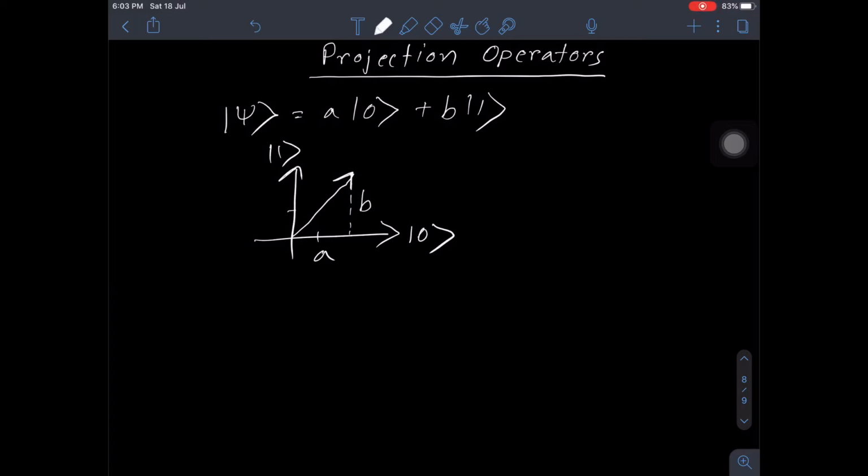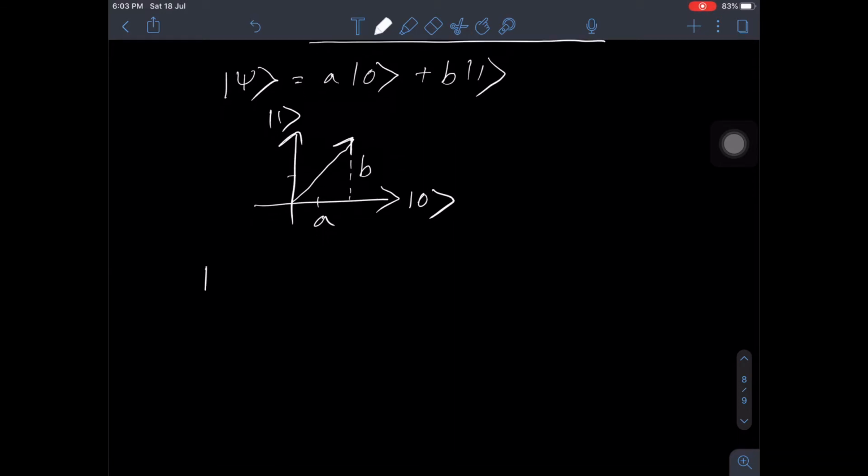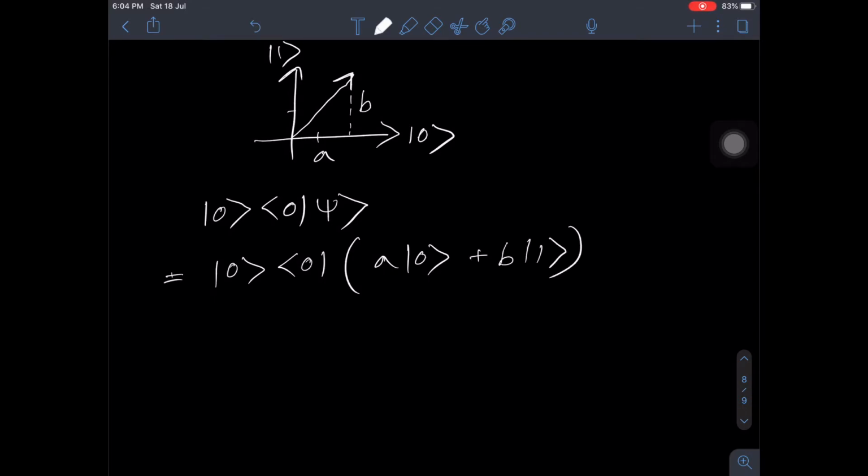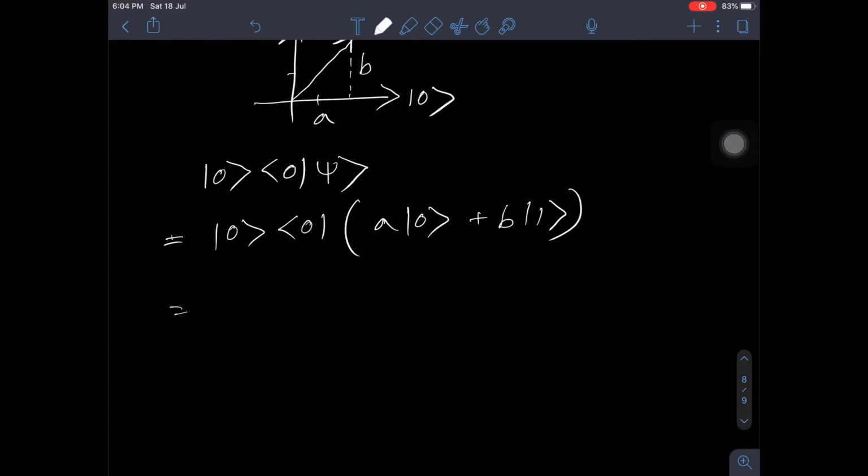And now I want to check what this operator does. As I've mentioned in the last video, these operators are maps, linear maps, right? So let's see how this operator |0><0| works on psi. This operator acting on psi gives me |0><0| (a|0> plus b|1>). Since this is a linear operator, I can distribute it over the terms in the parenthesis. So I can write a|0><0|0> plus b|0><0|1>.